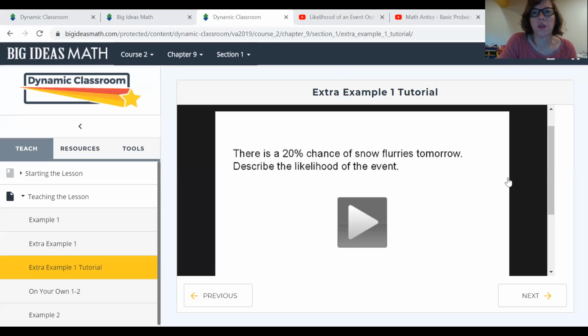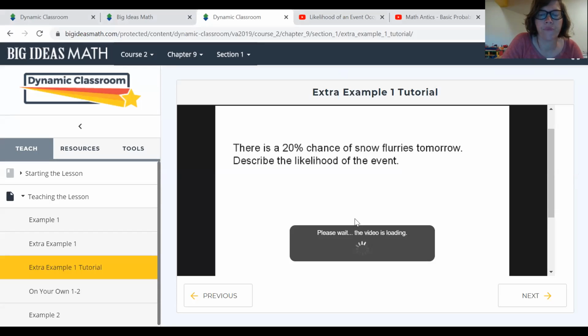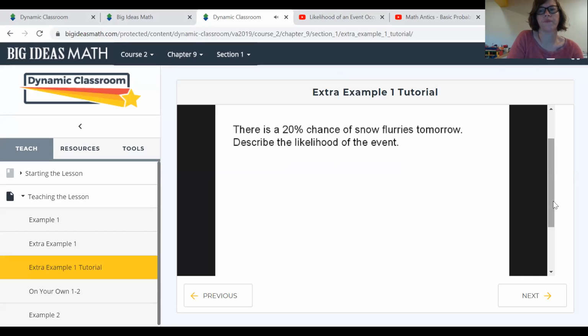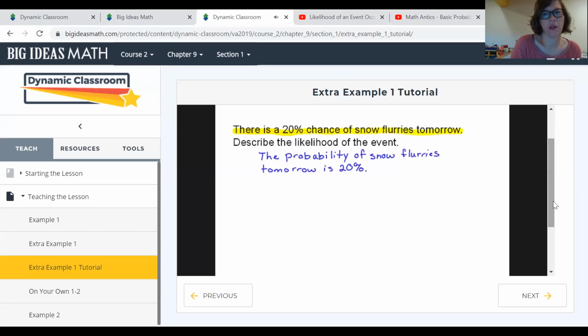All right, now we're going to look at extra example 1 tutorial. There is a 20% chance of snow flurries tomorrow. Describe the likelihood of the event. The sentence, "There is a 20% chance of snow flurries tomorrow," means that the probability of snow flurries tomorrow is 20%. Remember, probability of an event is a number that measures the likelihood that the event will occur.